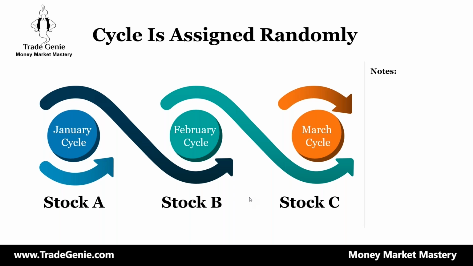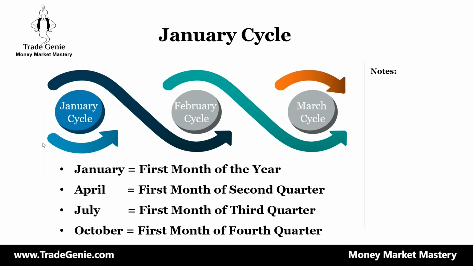The next slide will explain this. If a stock is assigned to the January cycle, January means first, February means second, March means third. If January means first, then, as the name says, the January cycle, it looks obvious that the stock must have the month of January in the option chain. And because January is the first month of the year, they assign the first month of each quarter to this cycle. The first month of the first quarter is January itself.